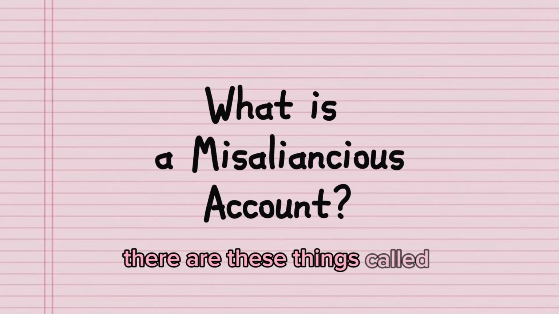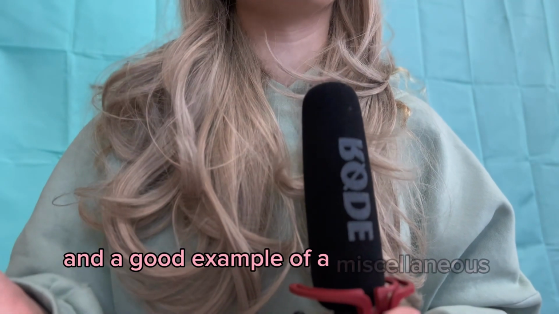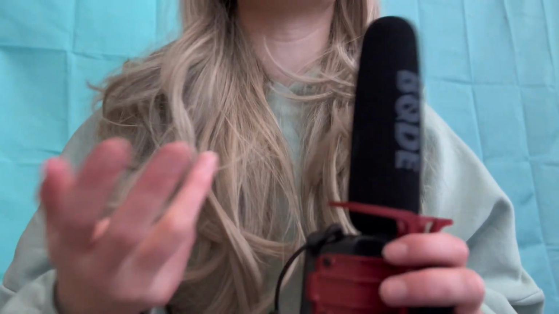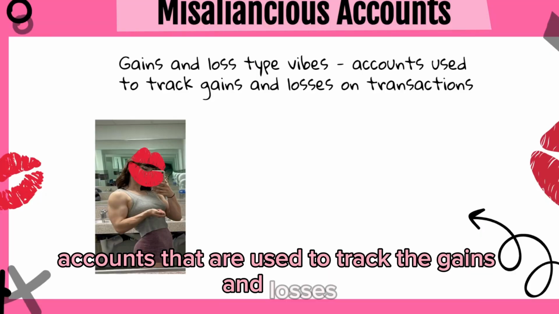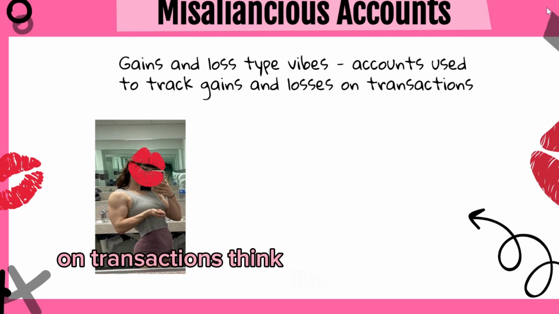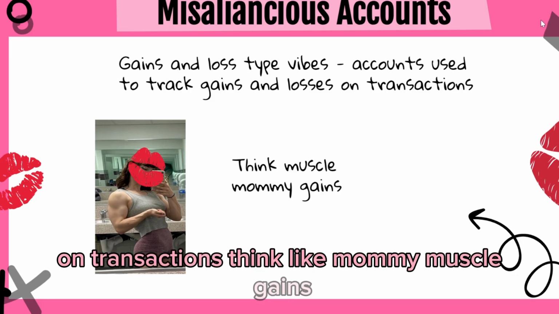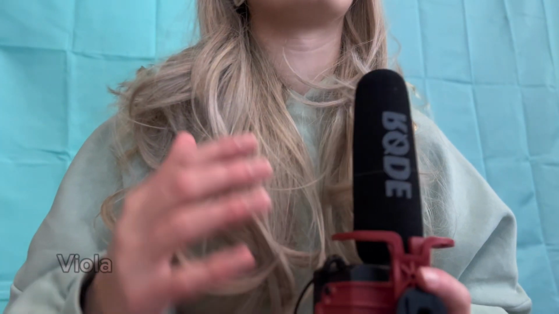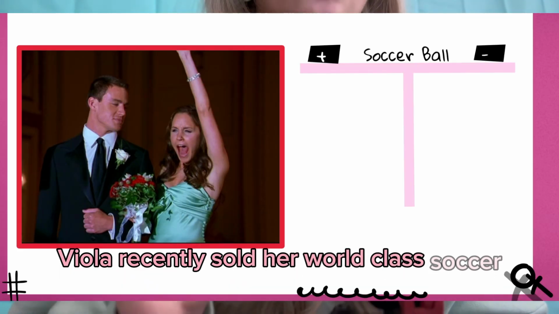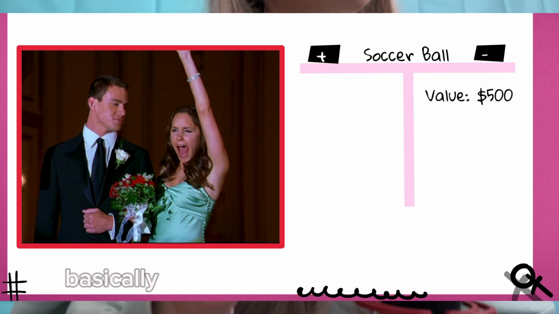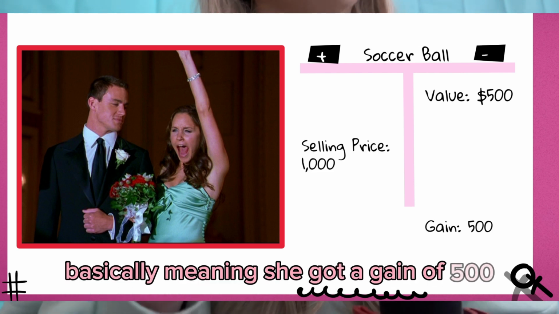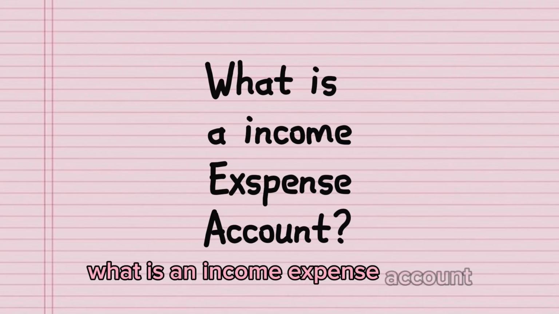So there are these things called miscellaneous accounts, and a good example of a miscellaneous account are gains and loss accounts. Accounts that are used to track the gains and losses on transactions. Think like muscle gains. Let's do a little example problem. Let's say Viola recently sold her world-class soccer ball. The original value was $500, but she was able to sell it for $1,000, basically meaning she got a gain of $500.